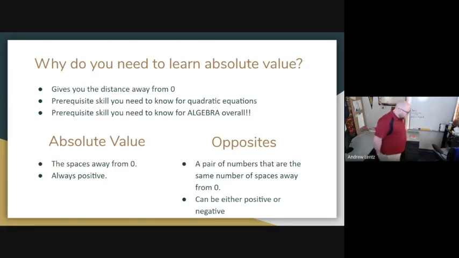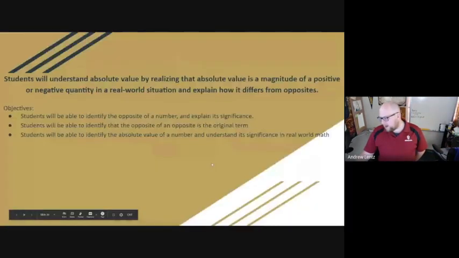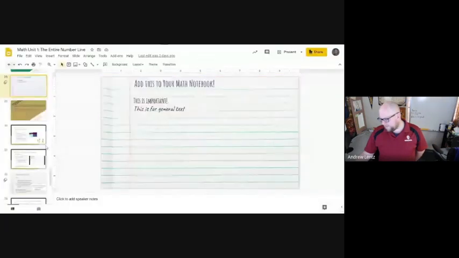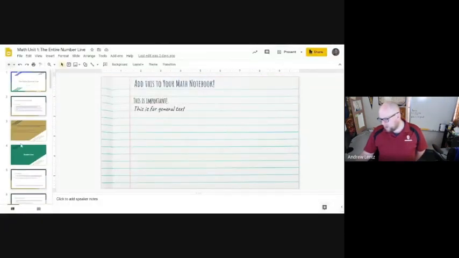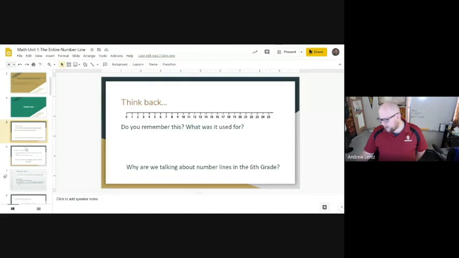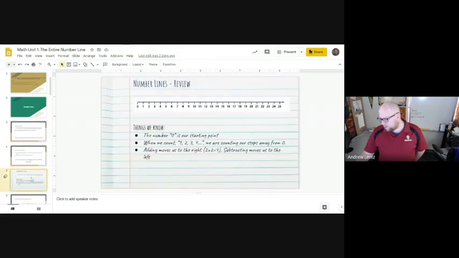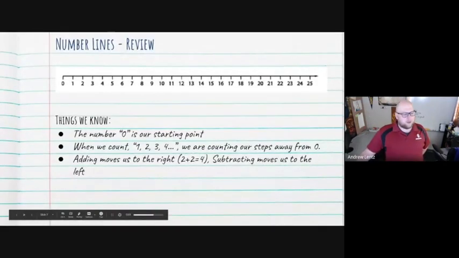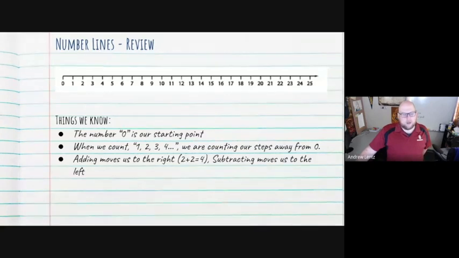So what we need to understand about absolute value is that we are measuring how far we are away from zero. If we go back to the very beginning of this lesson, and go back to the understanding of what a number line was used for, we are talking about counting our steps away from zero. So if I was on the number 14 right here, how many steps away from zero am I? Type it in chat.